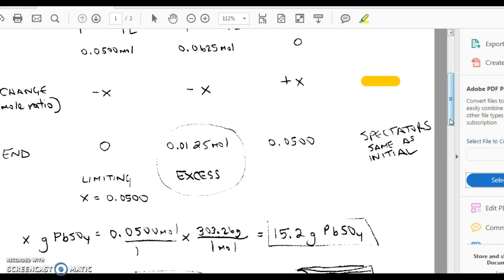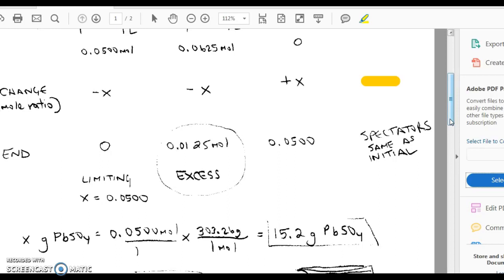And so I can fill that in as being the value for X for the lead nitrate and also for the lead sulfate. So 0.0625 minus 0.05 is 0.0125 left over, and 0 plus 0.05 is 0.05 for the lead sulfate moles. So now I've identified which reactant is my limiting and which reactant is my excess, and I know how many moles of my excess reactant remains after the reaction goes to completion. I also know how many moles of my product are formed.